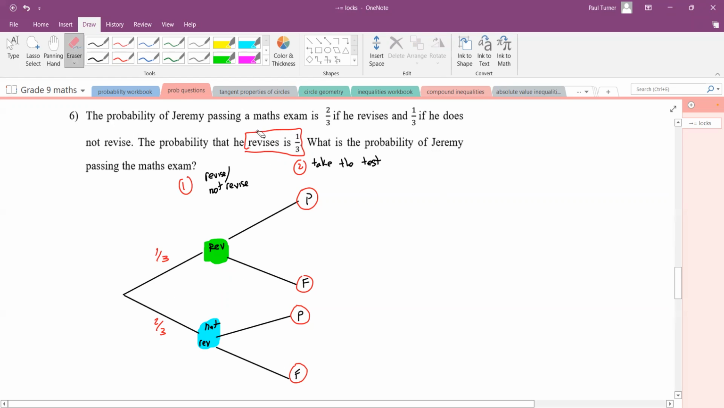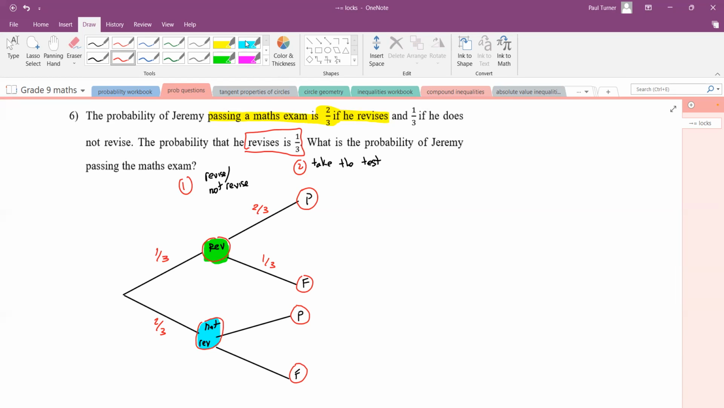Okay. Now let's go back to the first bit of the question. It says the probability he passes is 2/3 if he revises. So if he revises, the chance of him passing is 2/3. So that must be here, 2/3, because he revises. He did the revision. So the chance of him passing is 2/3, which ultimately means that his chance of failing if he revises is 1/3. Again, these pairs of probabilities add up to 1. So don't just copy 2/3 down to here. And this chance of not revising is 2/3.